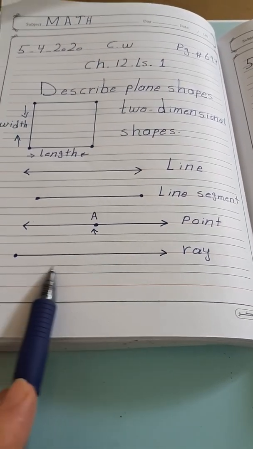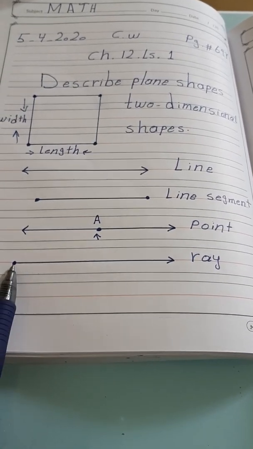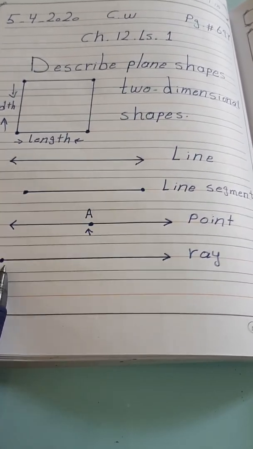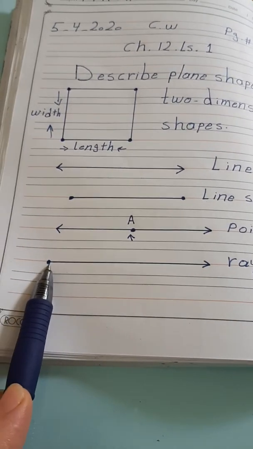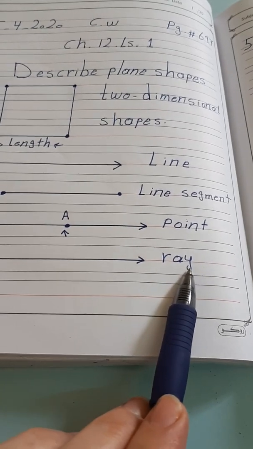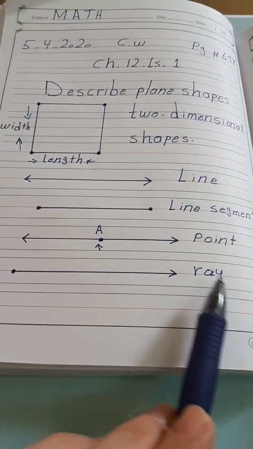What is this, teacher? This is a ray. A ray has one end point. This is the end point of the ray. It continues in one direction. Okay? Understand?